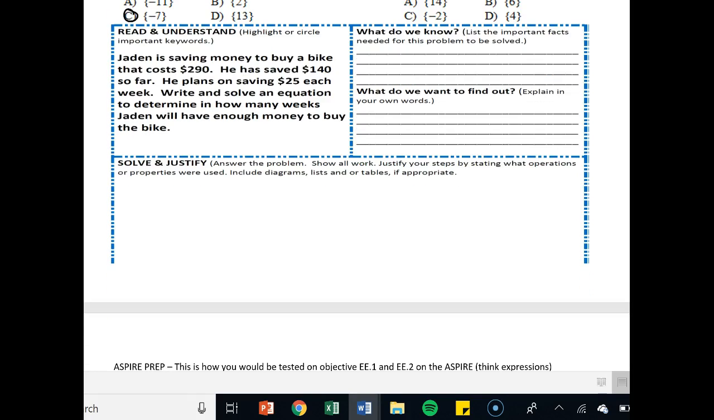For number, we'll call this 7, it says Jaden is saving money to buy a bike that costs $290. He saved $140 so far, and he plans on saving $25 each week. Write and solve an equation to determine how many weeks Jaden will have enough money to buy the bike, right? So we know we have an equation. We know we want to buy the bike. So it's basically what he saved plus what he saves times the amount of weeks is going to be equal to the money for the bike, right?